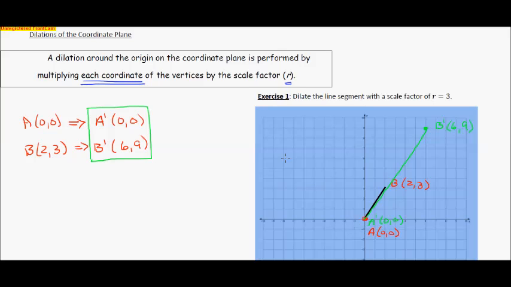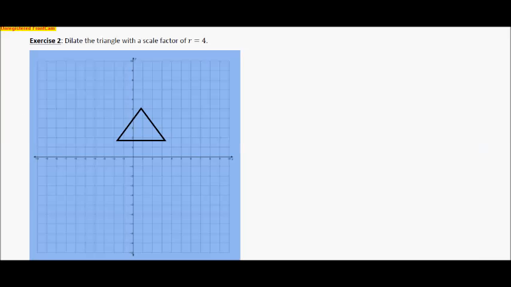So you can see the scale factor of R equals 3 basically took this line segment and made it 3 times the length of the original. So not really too difficult so far. Okay, let me turn this one off, and let me put this next one on that you have for exercise 2. And I'm going to switch back to red so it shows up a little better. And I'm going to do the same thing. I want to dilate this triangle with a scale factor of R equals 4.